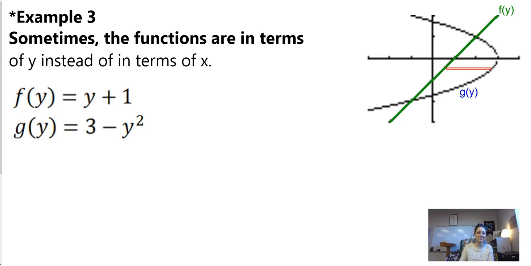First, pause on your screen. Can you please copy the functions f of y and g of y for me? And then we'll do this one together. There is an asterisk, so it is calculator active.